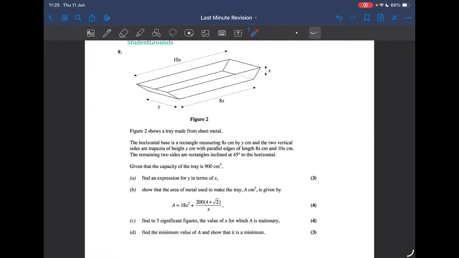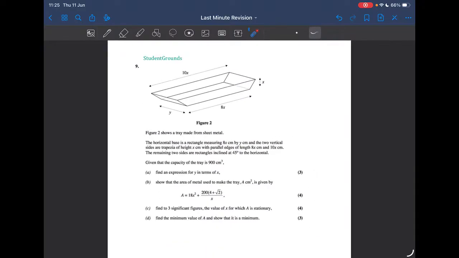So the horizontal base is a rectangle measuring 8x by y. 2 vertical sides are trapezia of height x with parallel edges of 8x and 10x, blah, blah. 2 main sides are at 45 degrees. Capacity is this. How do we get the volume of this thing? How do we work out the volume of this shape? What are they called?